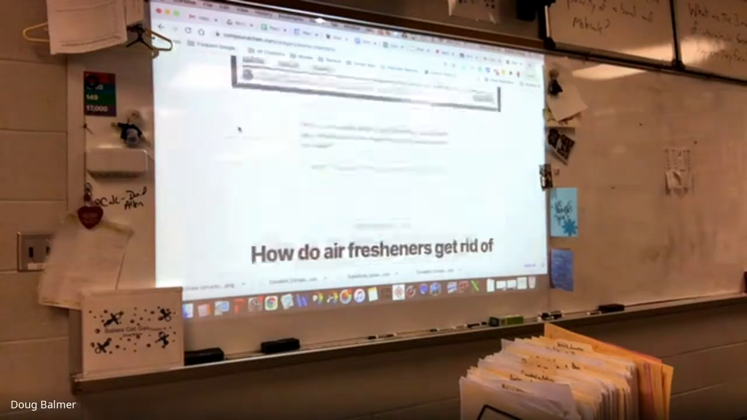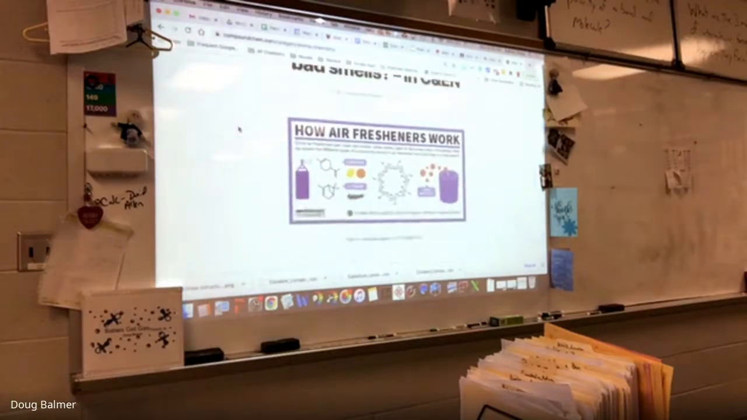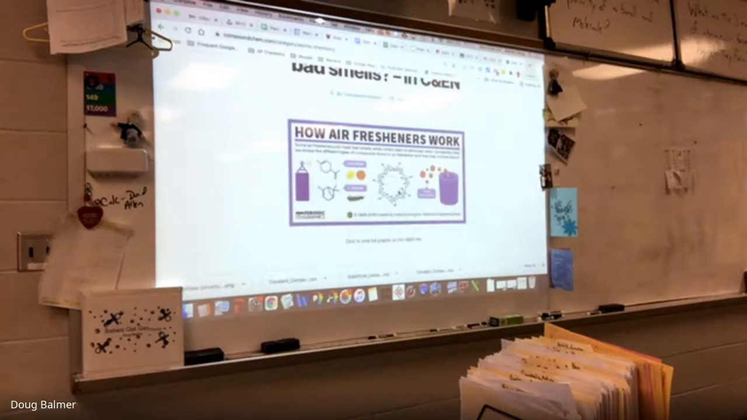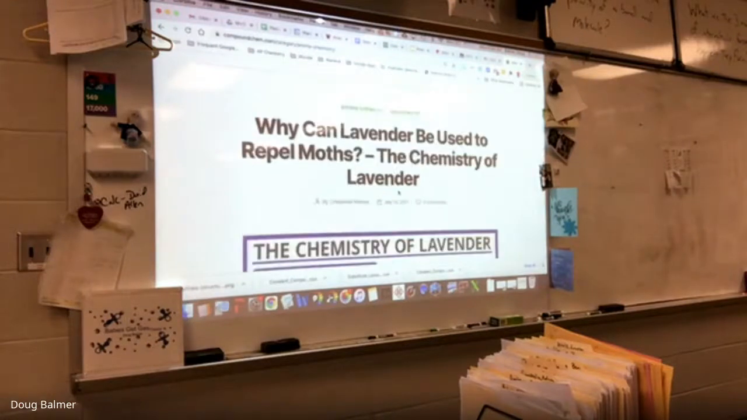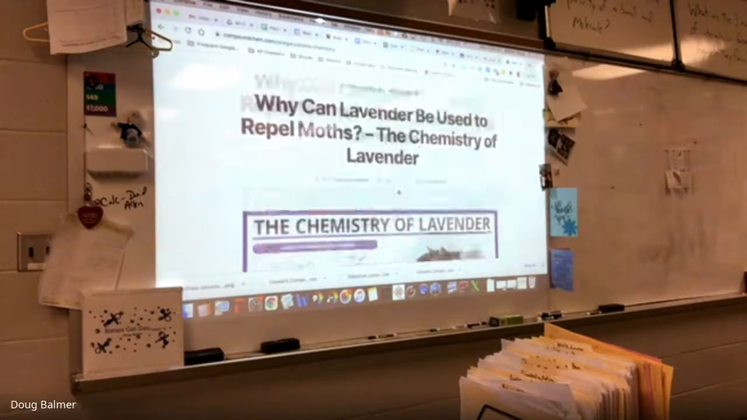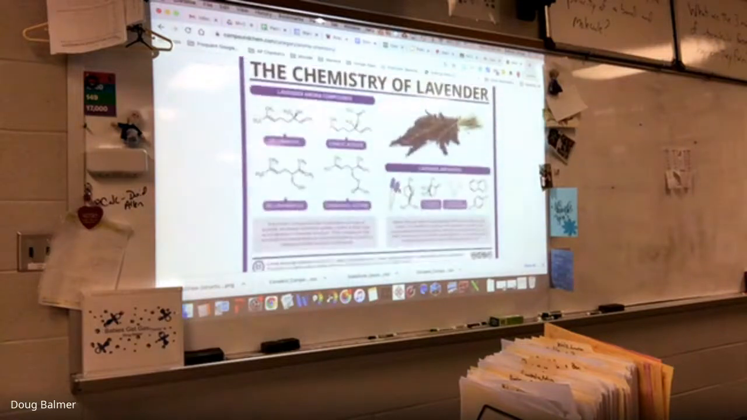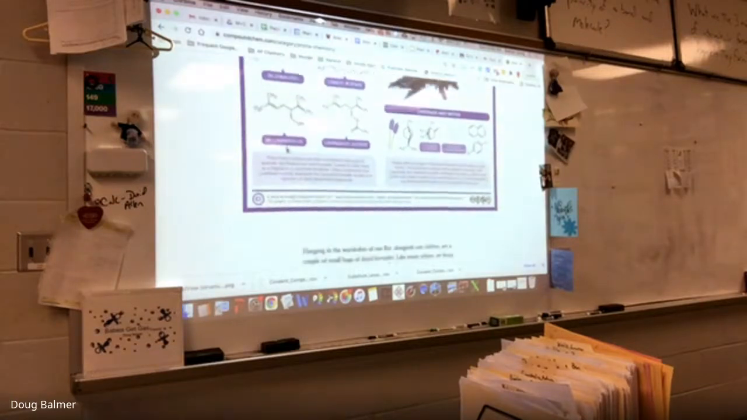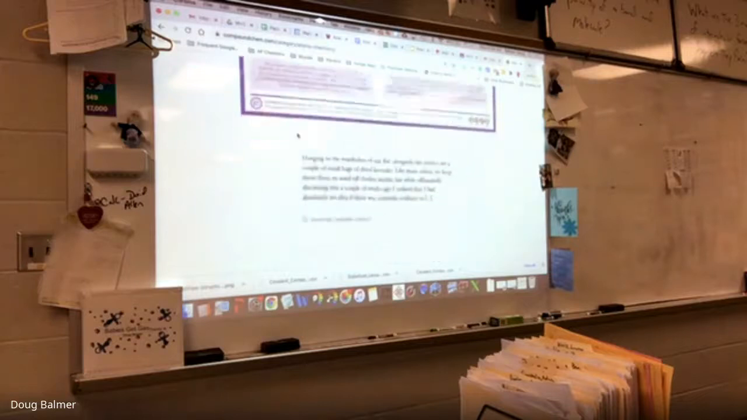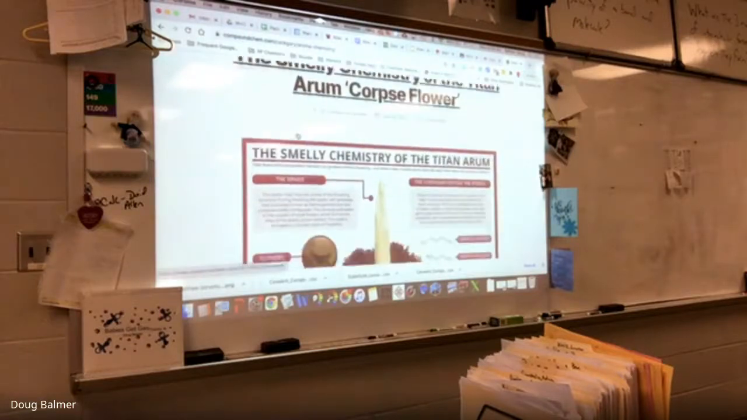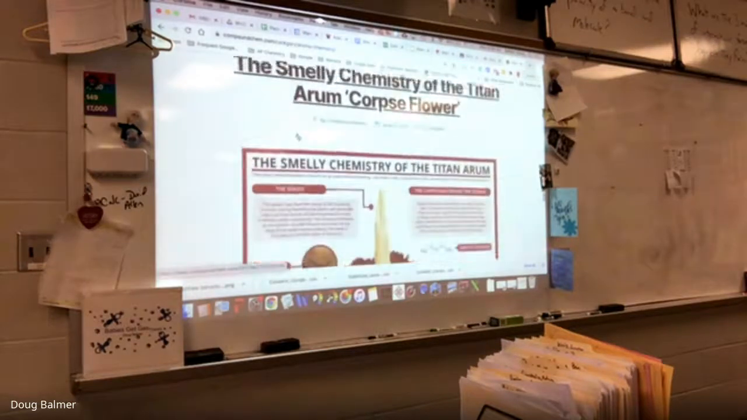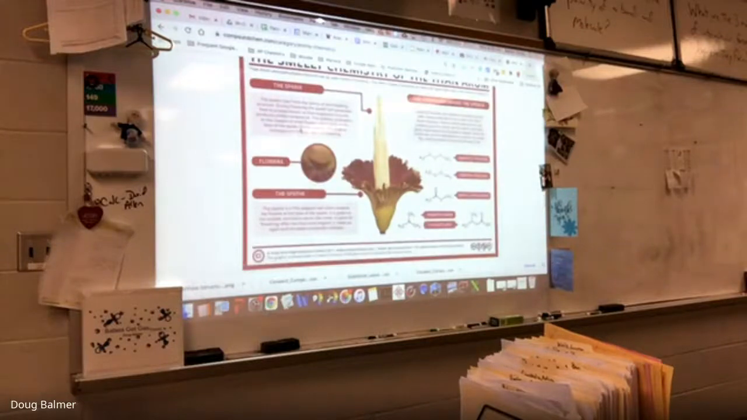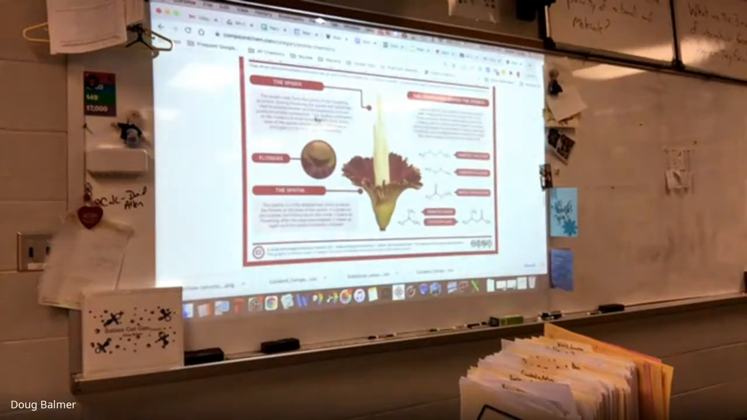There's all sorts of really cool things here. There's air fresheners. Look at that beast of a molecule. Mother's Day is coming up, so lavender, why does lavender smell the way it does? You've got all these cool chemicals here. And again, each one of these you could type into Google, get the correct chemical formula, and see, did you get all the C's and H's correctly? Here's the smelly chemistry of the Titan Arum corpse flower. It smells like death, like literally. So you could take a look at that.